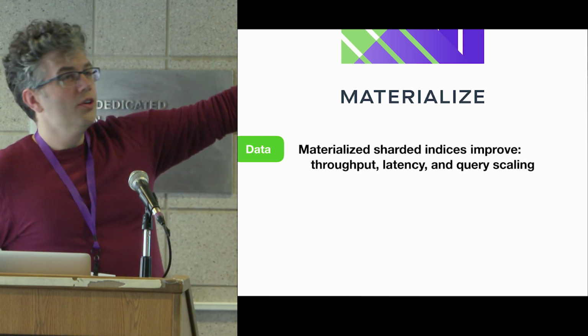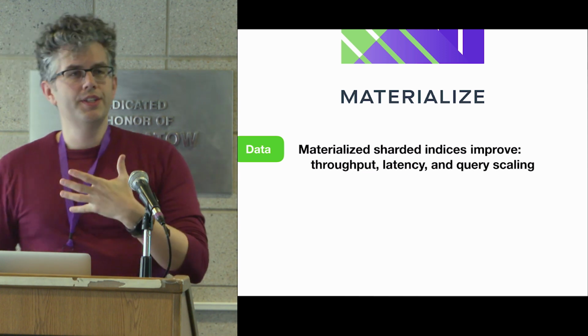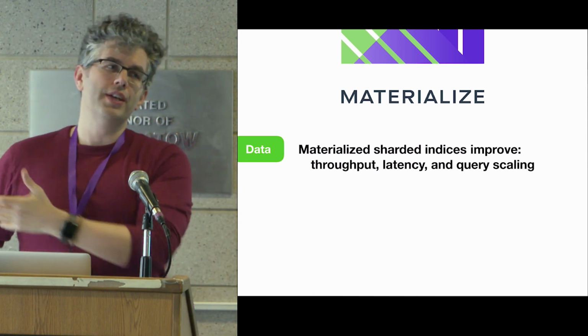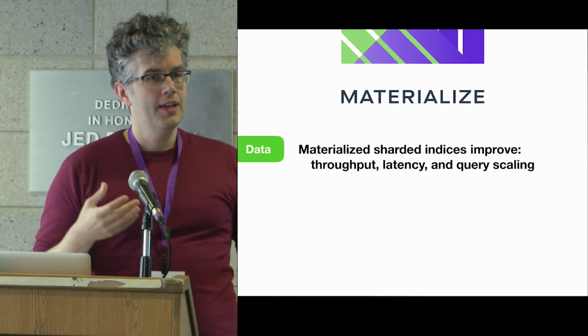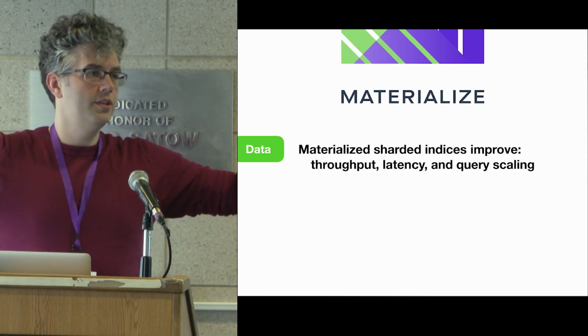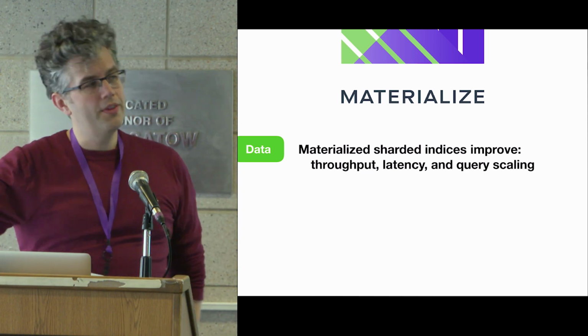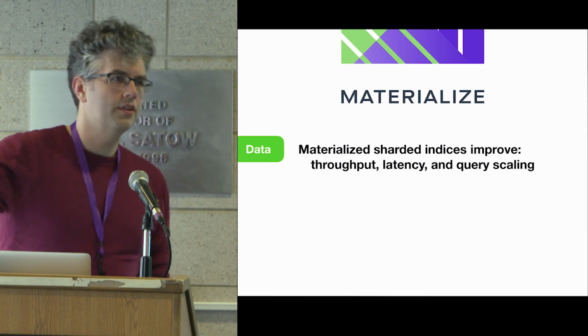So the main technical point I love to make here is that these materialized sharded indices improve several things. They improve throughput in the sense that instead of keeping 5 copies of one indexed collection, we're just keeping 1. That means that we do a lot less work as we're receiving new data.